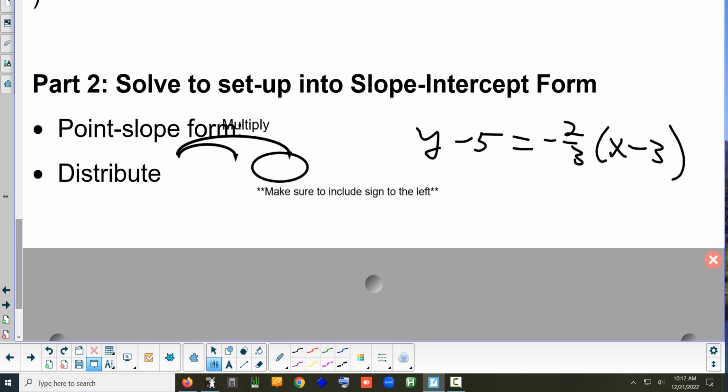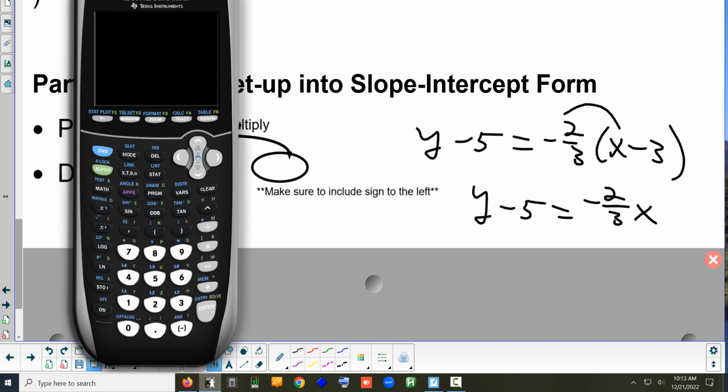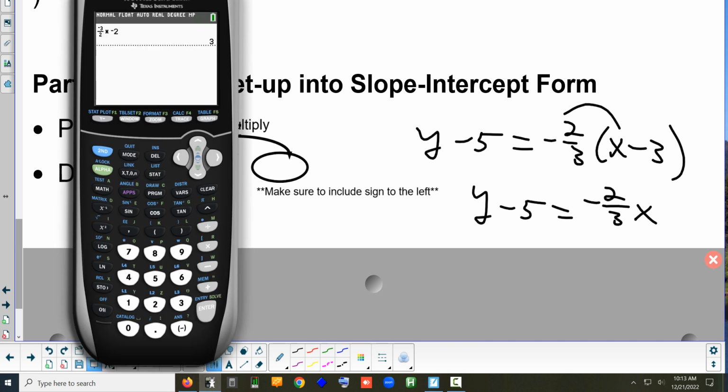All right, let's do that here. Let's distribute. Because I have a fraction, I'm going to use my calculator. That makes it easier. What's negative 2/3 times x? We can't really do much with that, yeah? It's just negative 2/3 x. And now I'm going to type in negative 2/3 times negative 3. And I get 2.